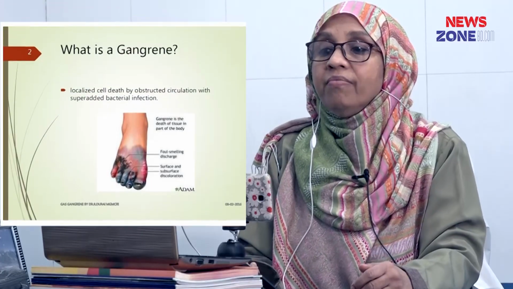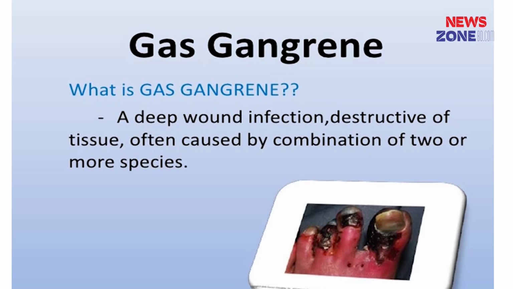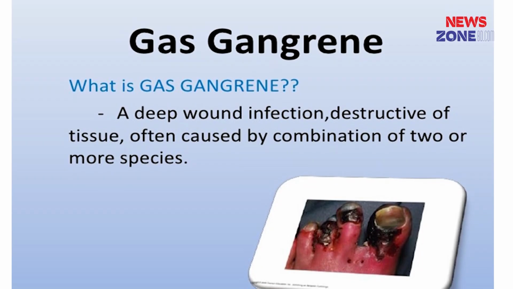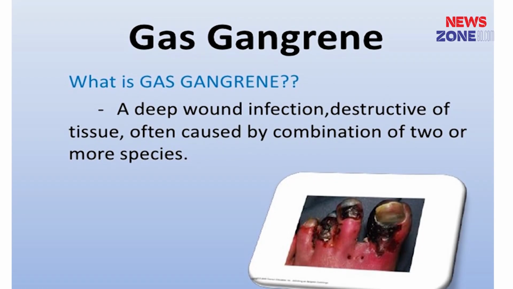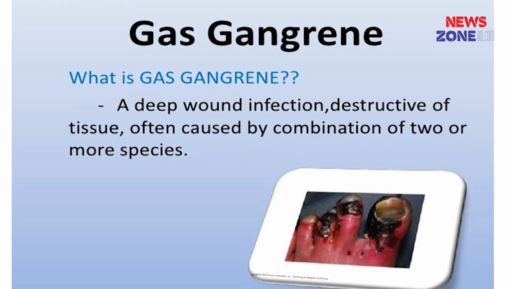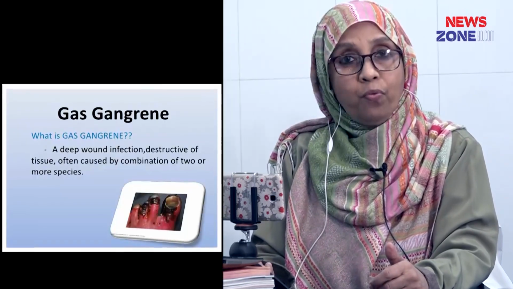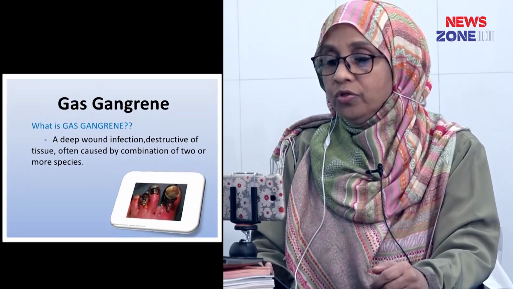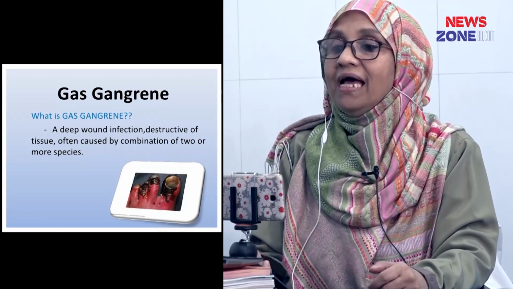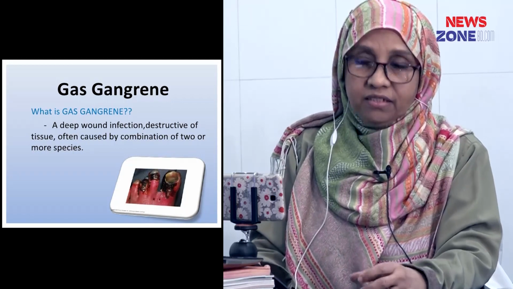So what is gangrene? Gangrene is localized cell death by obstructed circulation with superadded bacterial infection. So what is gas gangrene? There is a difference between gangrene and gas gangrene. Gas gangrene is a deep wound infection with destruction of tissue, often caused by a combination of 2 or more species of the Clostridium group. So there will be presence of gas giving a crepitus at the site.